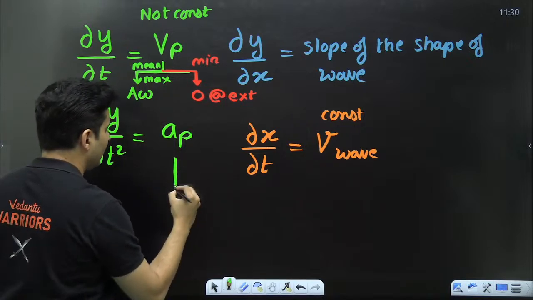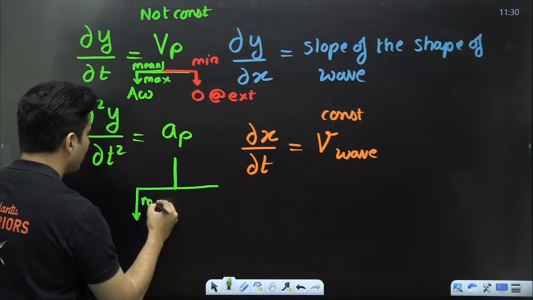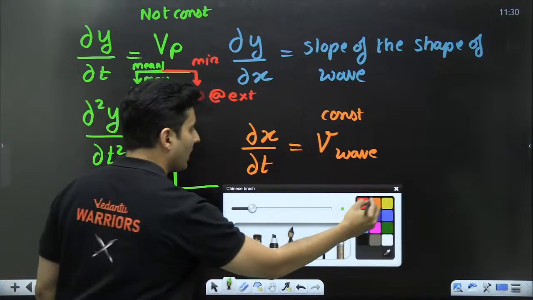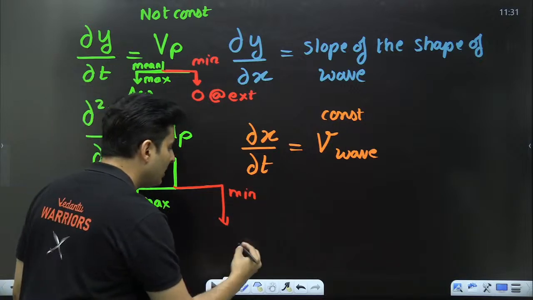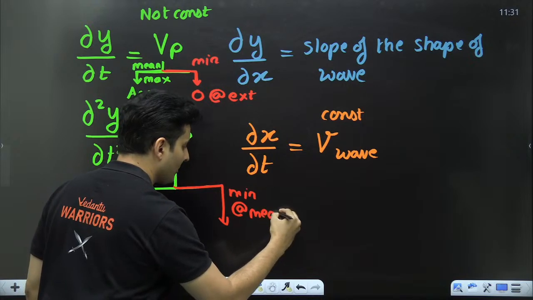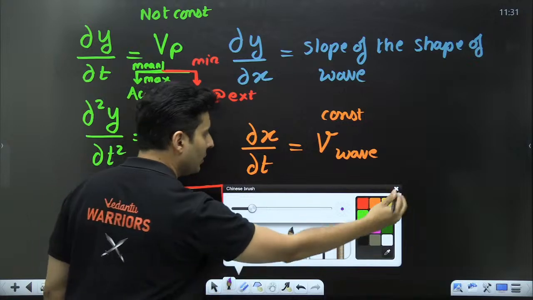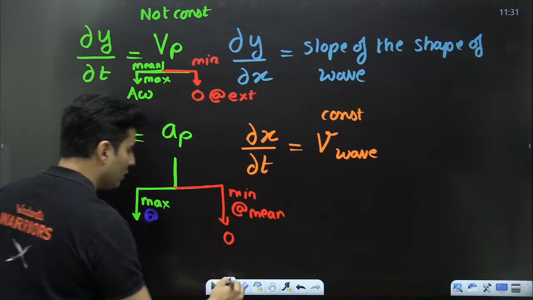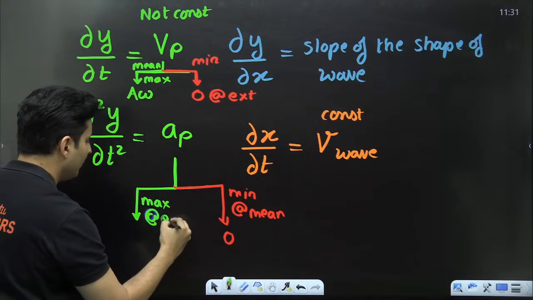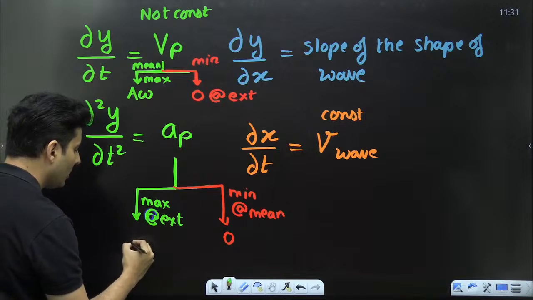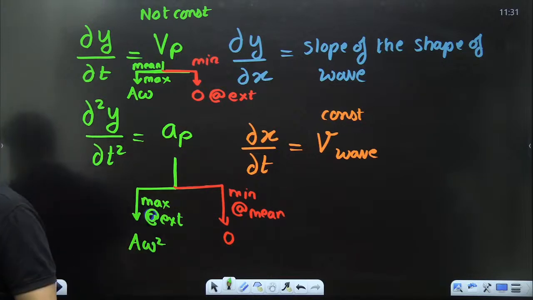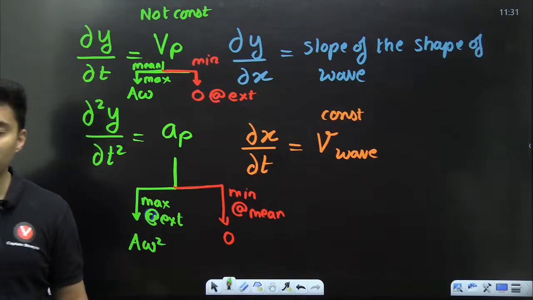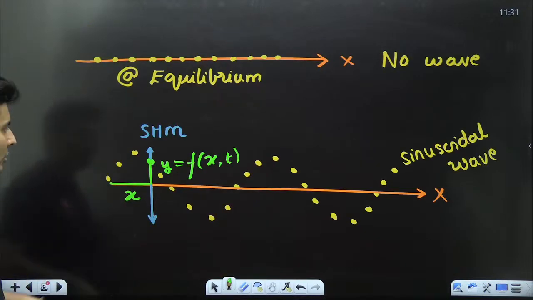In the same way for acceleration, you can get the maximum acceleration and you can also get the minimum acceleration. Where will you get the minimum acceleration? The minimum acceleration will be at the mean position, and it will obviously be 0 in magnitude. The maximum acceleration you will get at the extreme position, and that will be equal to A omega square, just like simple harmonic motion. Is that absolutely clear, my dear warriors? Yes. You can see the relationship between wave and SHM. All these topics are related to each other.